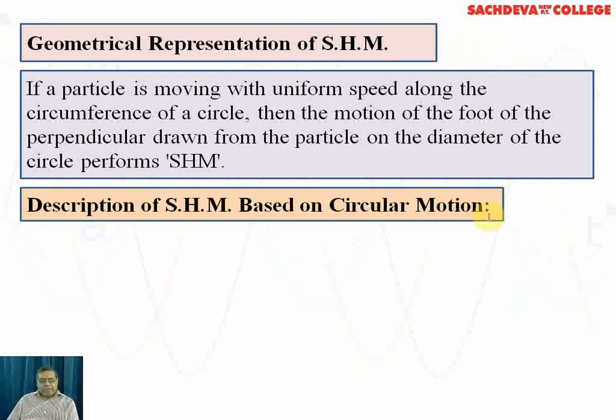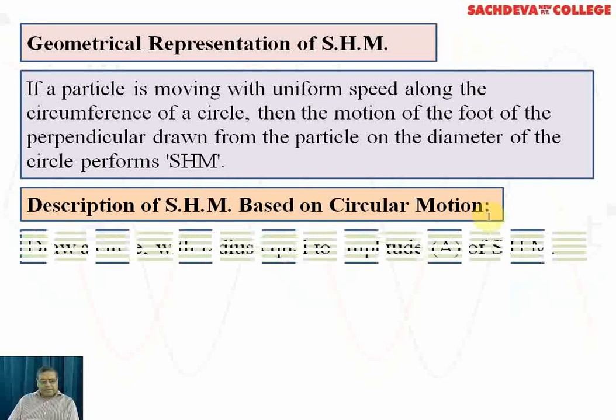So, in circular motion, the actual motion of the particle on the circumference will have two projections in two dimensions, one on the y-axis and the other on the x-axis. If the distance from the center decreases, it means the displacement decreases. If the distance from the center increases in a particular direction, the displacement is supposed to increase.